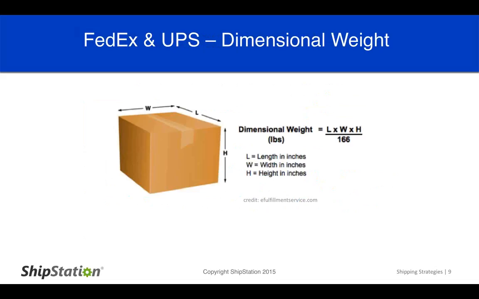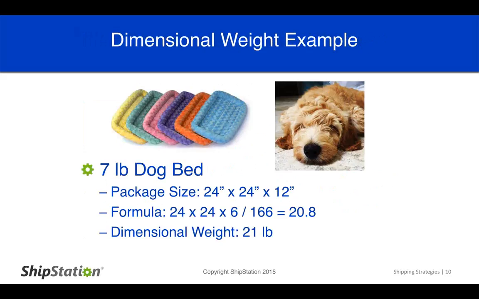So we're going to take a look at an example. My coworker recently got a really cute Labradoodle puppy named Hank. You can see him up on the screen. He needed to find a dog bed for Hank, and when searching online, there are several options. So let's say the dog bed we have displayed is 7 pounds. But the package it shipped in was 24 by 24 by 12 inches. Using the dimensional weight formula, we get 20.8, which we then need to round to the nearest pound to get the dimensional weight, which ends up being 21 pounds.